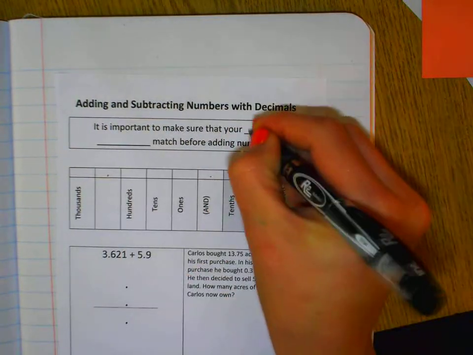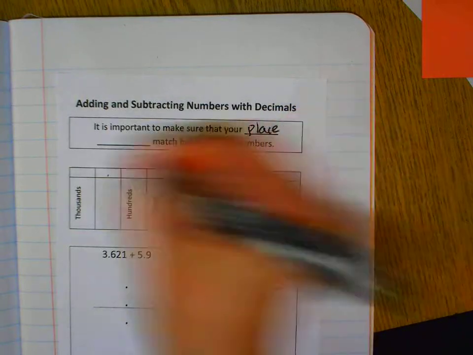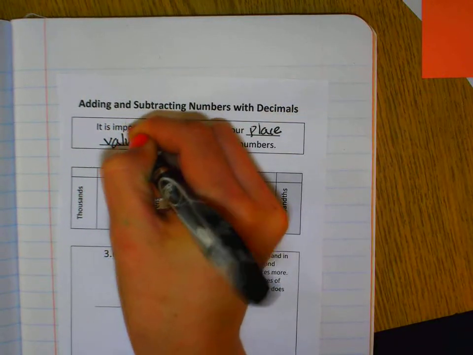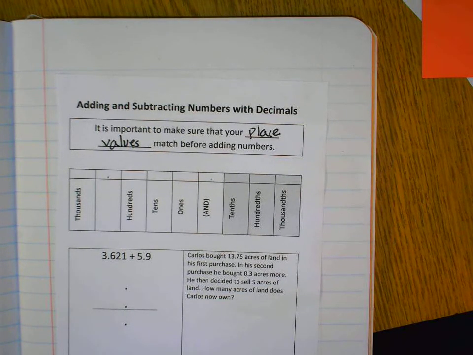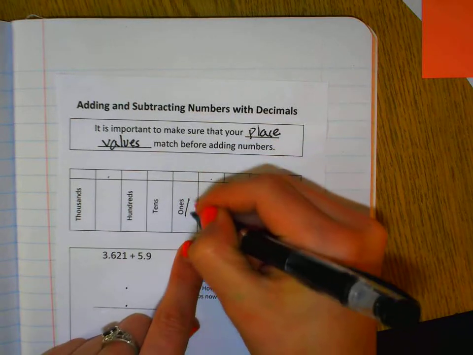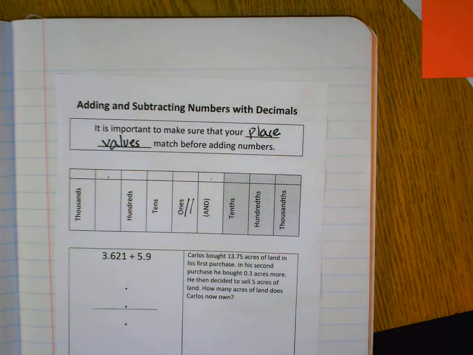So when we're thinking about adding and subtracting numbers with decimals, it's important to make sure that your place values match before adding the numbers. What I mean by that is I can only add these numbers together if I line up my ones digits with the ones digit in the other number. If I don't line up those place values, it's not the same thing and I can't add them together.